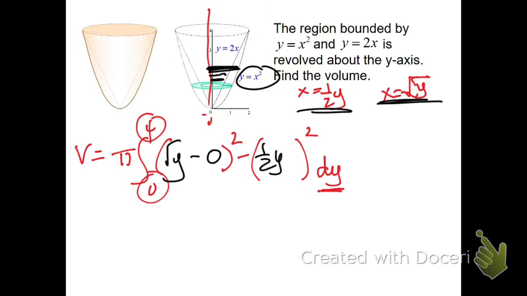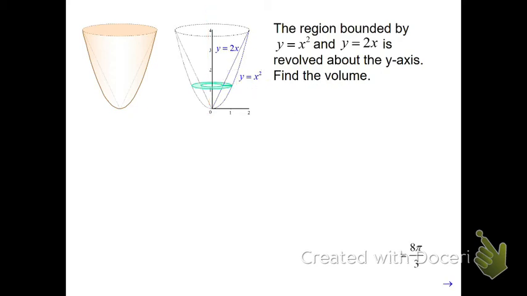Now when you integrate this, even though it says a y, you still treat it like a normal variable. You put it in your calculator as though it's an x. You just got to remember to change your equations in terms of y, but now you integrate like normal. So this one would be an easy one to integrate by hand, so I'd like you to try that. Go ahead, hit pause. Okay, you should have gotten 8 pi over 3 for that one.